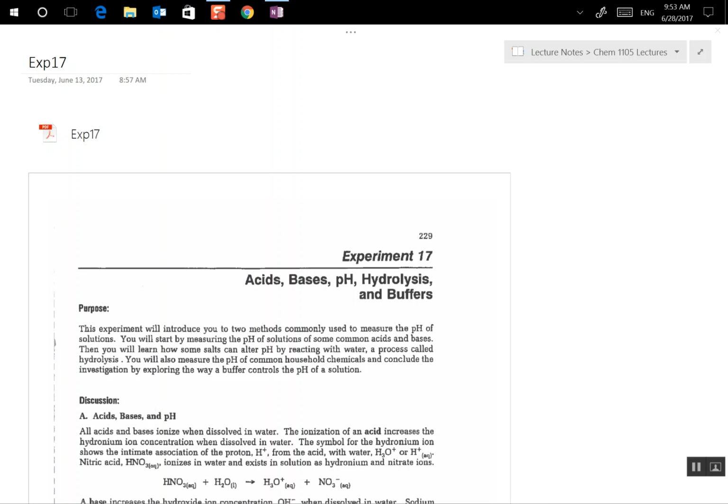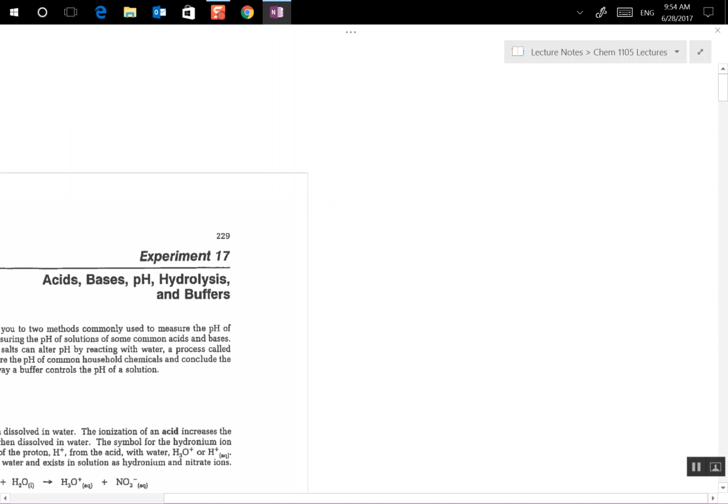Now you might think that bases would be better defined as things that produce hydroxide in solution, OH, which is essentially part of what they do. But bases don't always have a hydroxide. Something like NH3, for example. NH3, ammonia, is a base, but it doesn't have a hydroxide, right?